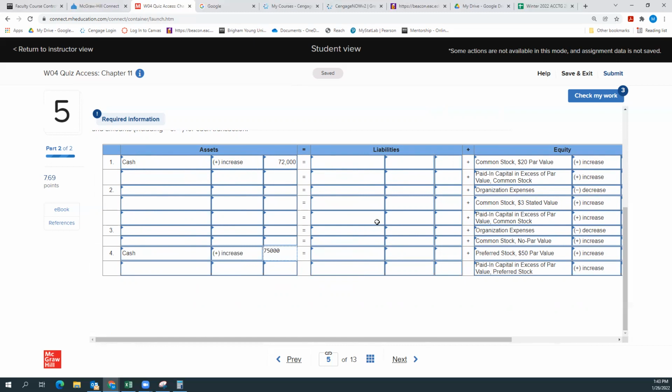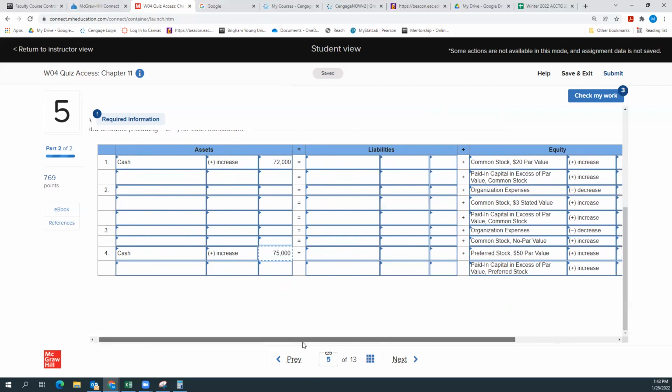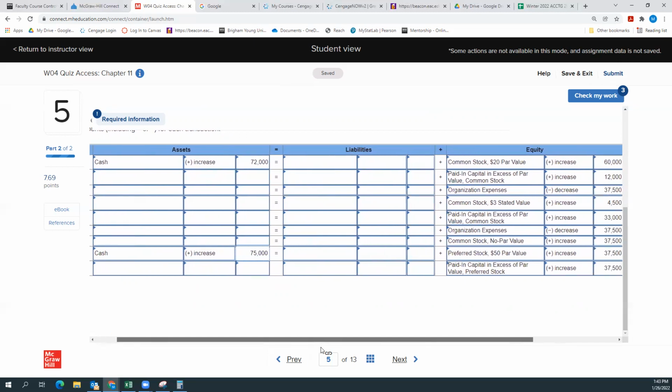So sometimes I think it's helpful, and I'll just do that right now, to retranslate all of this stuff into plain English. So on the first one, what we're saying in plain English is that the business's cash increased $72,000. And of that 72,000, 60,000 was from the par value of that stock that the business issued, and 12,000 was money that the business received over and above the par value of that stock.